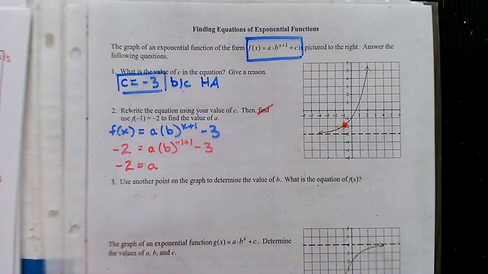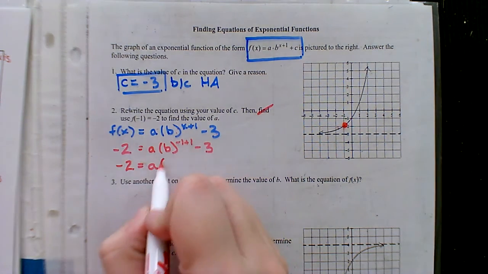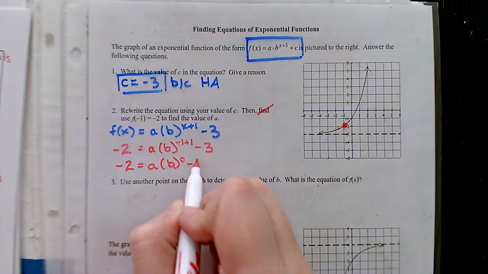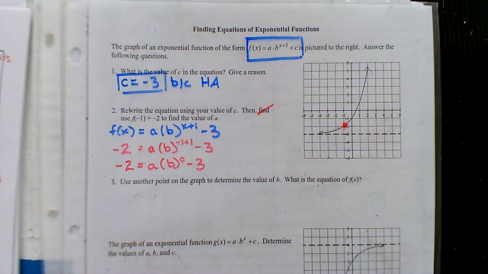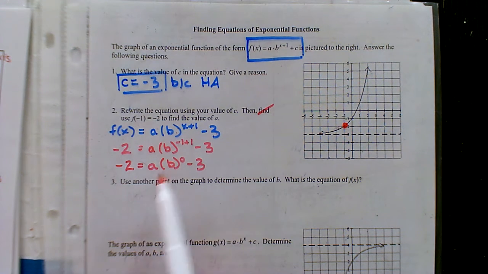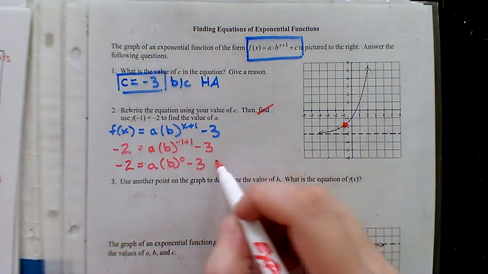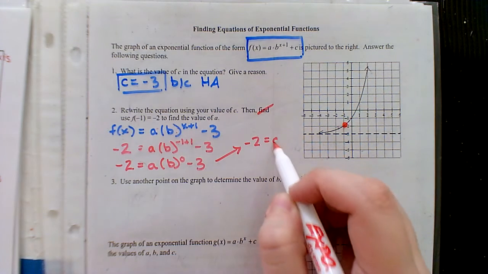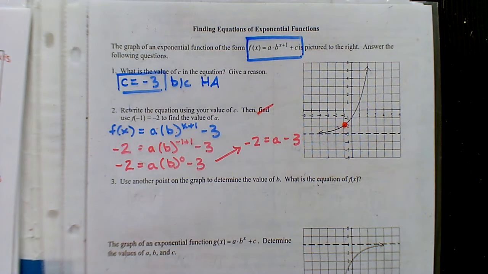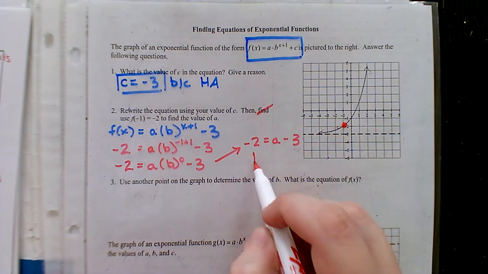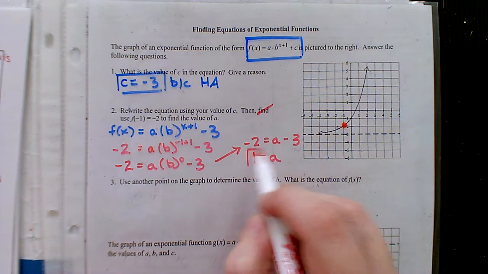So let's simplify and see what happens here. In the power position, we have -1 plus 1, which is just 0. What's b to the 0 power? 1. Anything to the 0 power is 1. So this is essentially a times 1. The b is going away, which means we should be able to figure out what a is. Looks like we get 1.